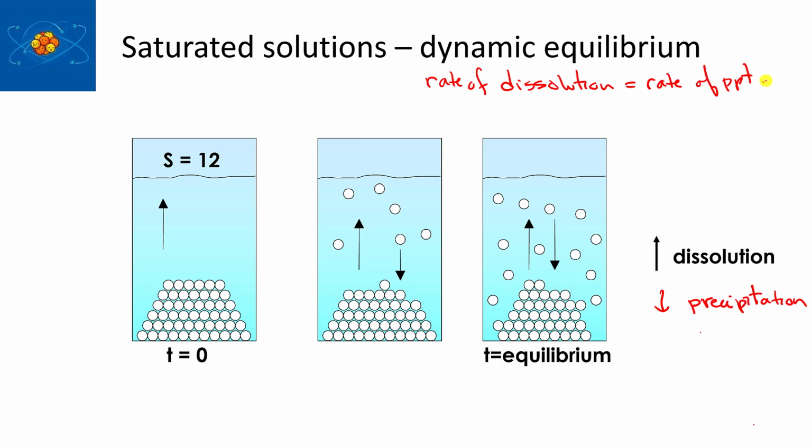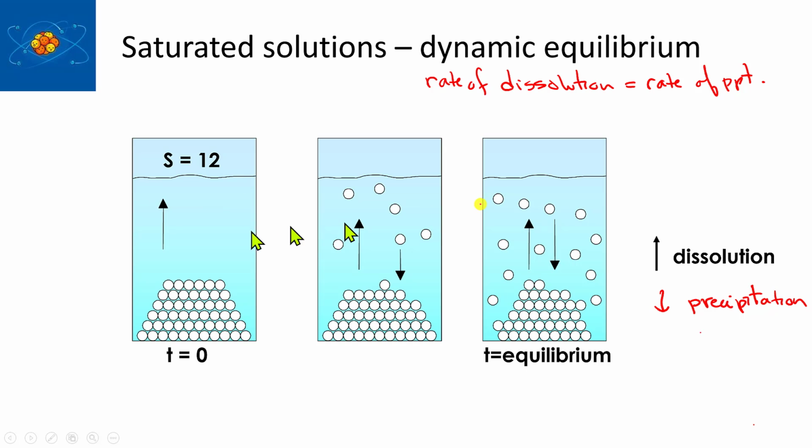Okay, so let's go back to the very beginning here. At time 0, you have a solid and you add a liquid to it. And let's say this volume, it could be a liter for that matter. Initially, it hasn't dissolved yet. And so you have a rate of dissolution going on, but you can't have a rate of precipitation because there's nothing in the solution to precipitate.